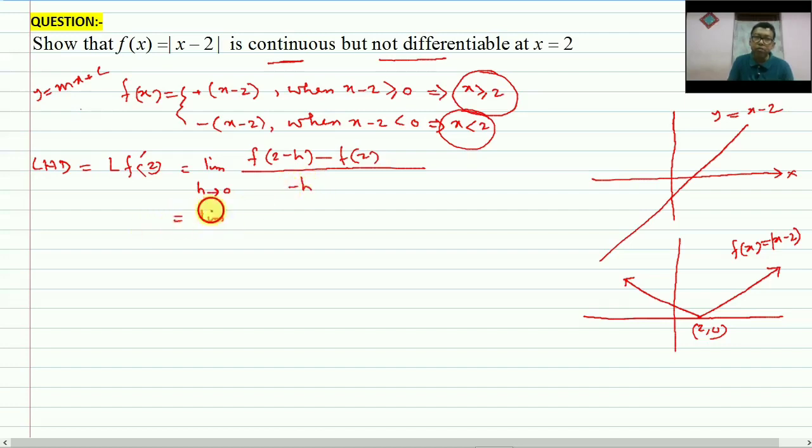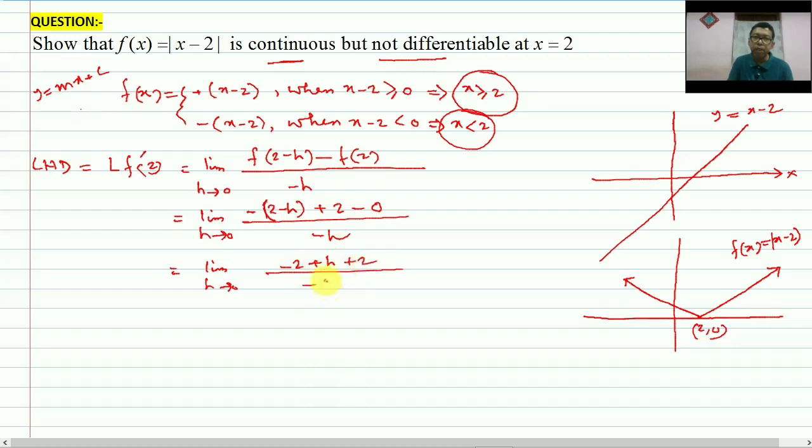So this is equal to the limit as h tends to 0 of f of 2 minus h. Here x is less than 2, so the function is minus of x minus 2, that is minus x plus 2. So minus of (2 minus h) plus 2, minus f of 2. At x is equal to 2, the value of the function is 2 minus 2 is equal to 0. So this part is 0, whole divided by minus h. Okay, so write it: limit as h tends to 0 of minus 2 plus h plus 2, whole divided by minus h. These two cancel, h will also cancel, and you will get the result as minus 1. So LHD is equal to minus 1.